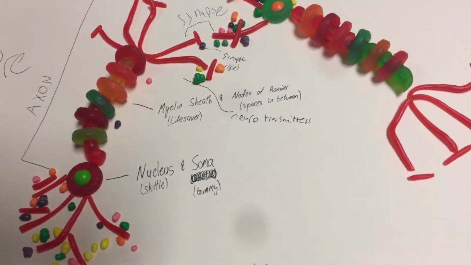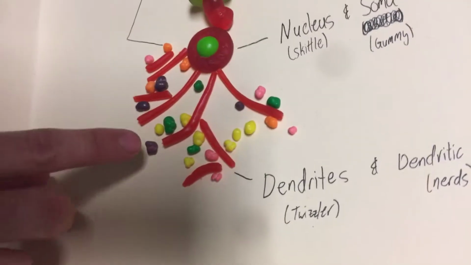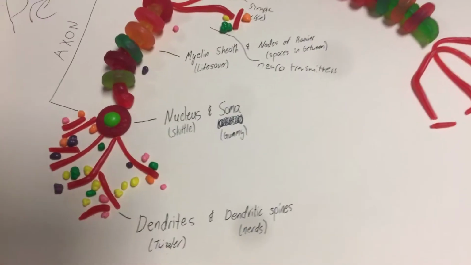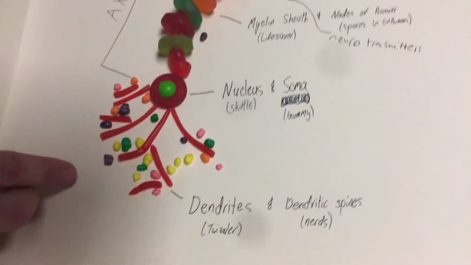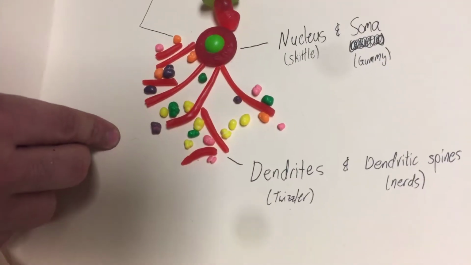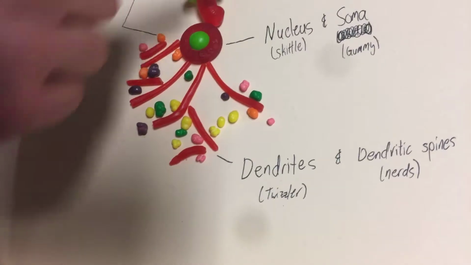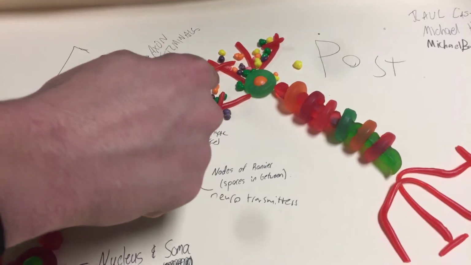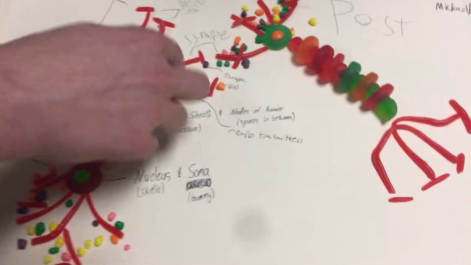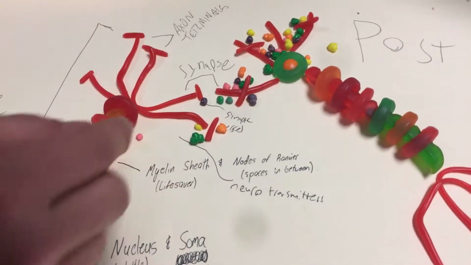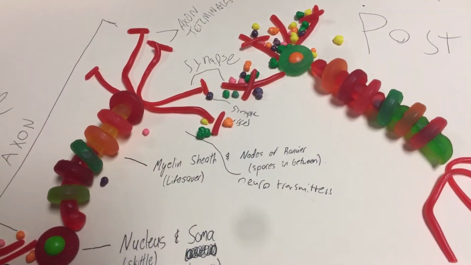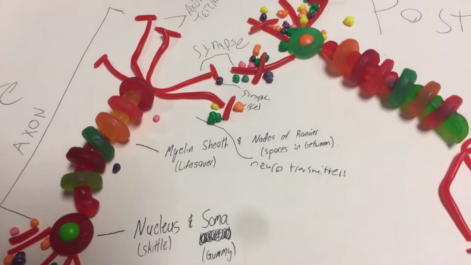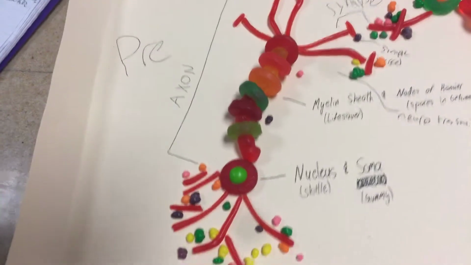Next we have the dendritic spines. These are represented by nerds right here and right here, and these protrude out from the dendrite, and they receive input from a single axon. So right here, each dendritic spine is going to receive a signal from an axon, and this is in the synapse right here, and these help transmit electrical signals throughout the neuron. Okay, now we're going to go to Michael Hart.